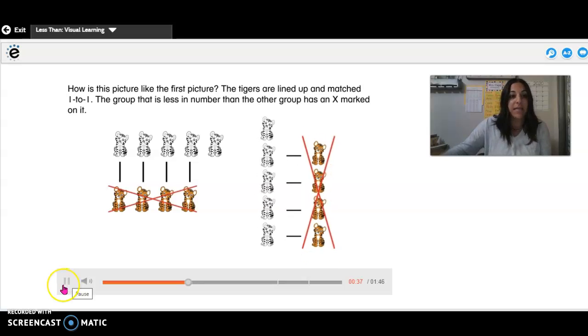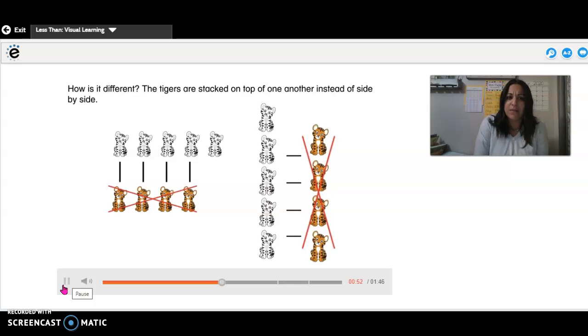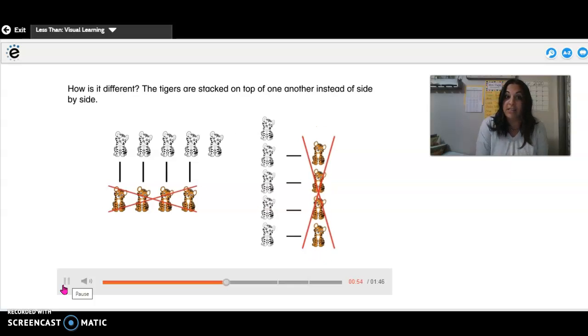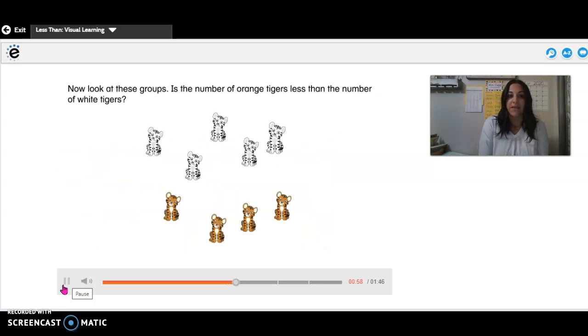All right, how is this picture like the first picture? Well, the tigers are lined up and matched 1 to 1. The group that is less in number than the other group has an X marked on it. Now, how is it different? Well, the tigers are stacked on top of one another instead of side by side.